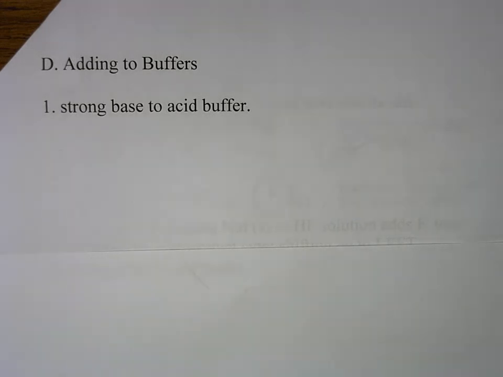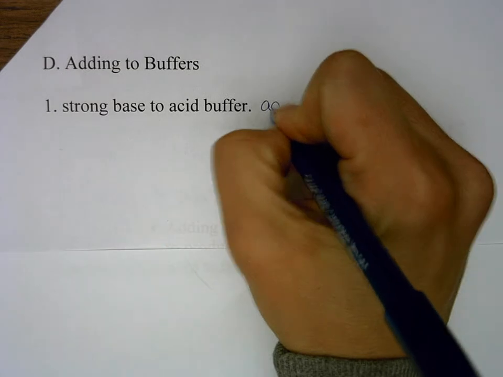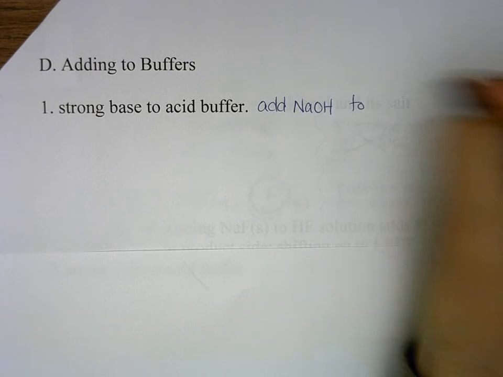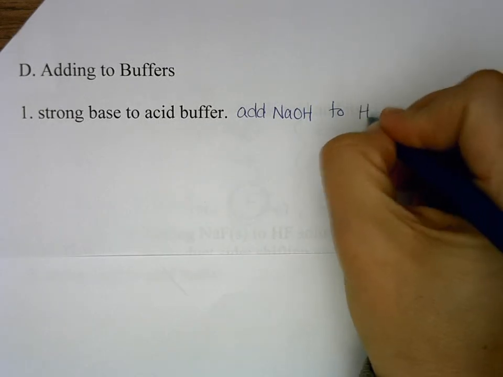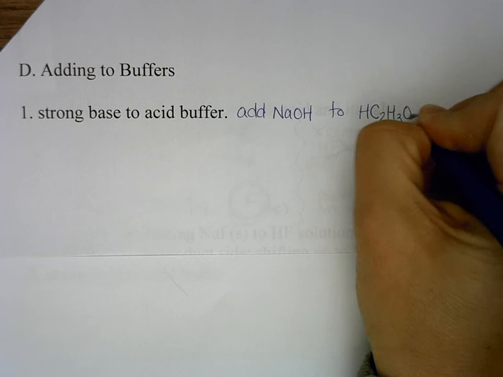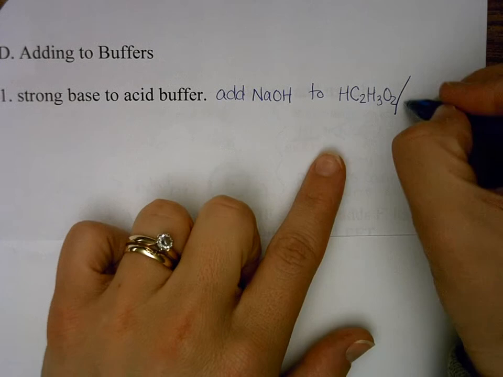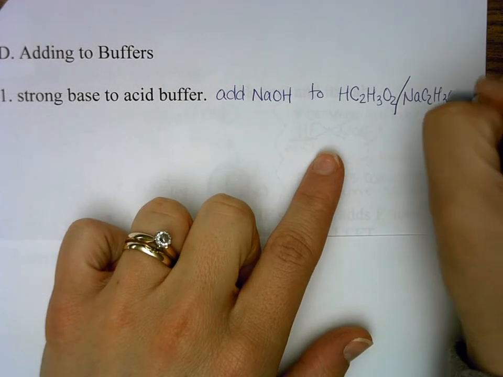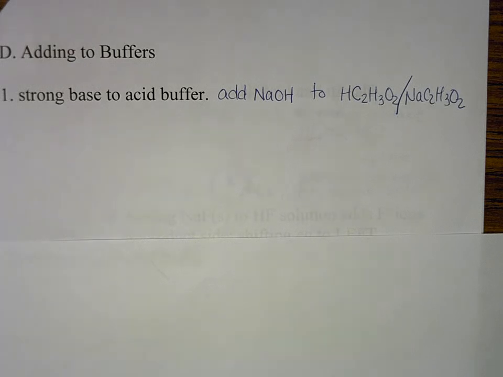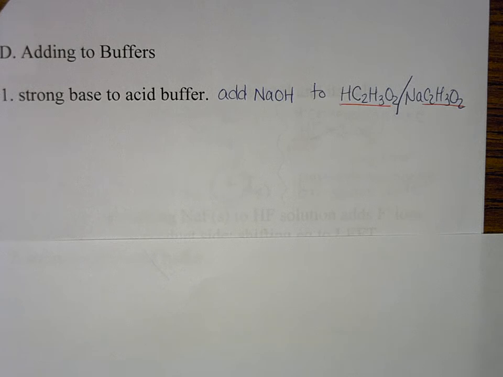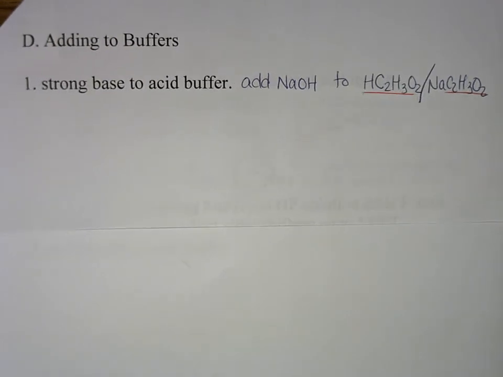If we have a strong base, such as sodium hydroxide, let's add sodium hydroxide to an acidic buffer, which just means that you're starting out with acetic acid. Sometimes they just show it with a little slash to show we've got an acetic acid and sodium acetate combination that makes that buffer, because remember the whole definition of a buffer is that you have a weak acid and its conjugate base in significant amounts. So I've got those things in that buffer, and I'm going to add sodium hydroxide to it.